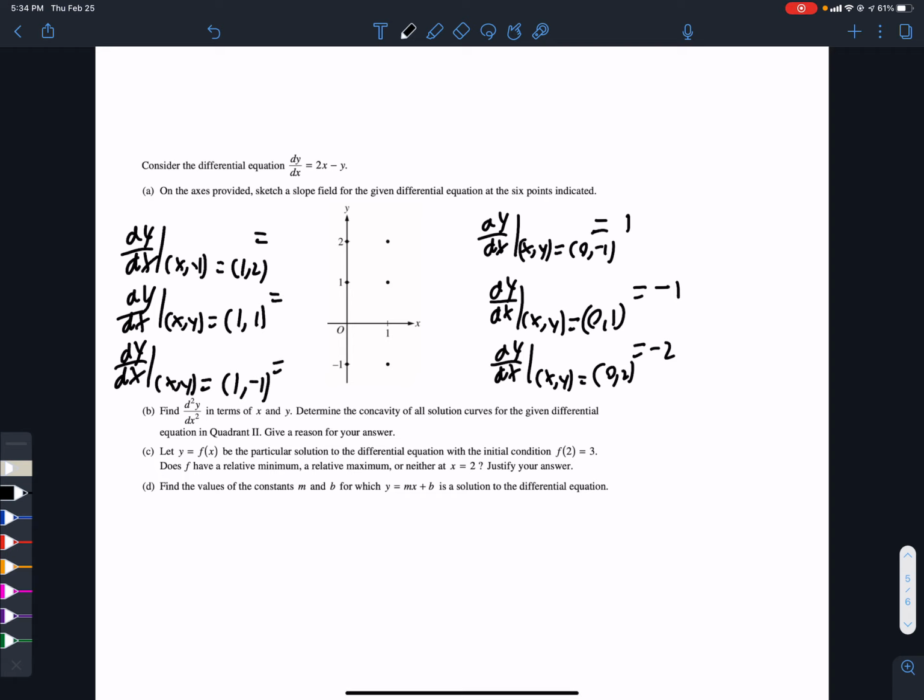Okay, 1, 2. So if I put 1 here and 2 here, that's going to be 0. And then 1, 1, it's going to be 2 minus 1, it's going to be 1. And 1, negative 1, it's going to be 2 minus negative 1, minus negative is plus, that's going to be 3. All right, so now I just have to draw my slope field.